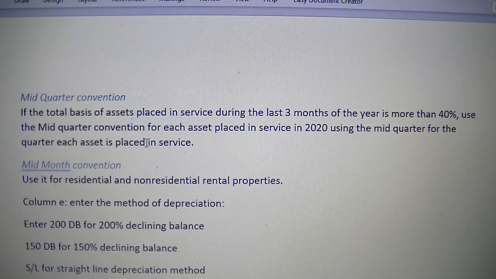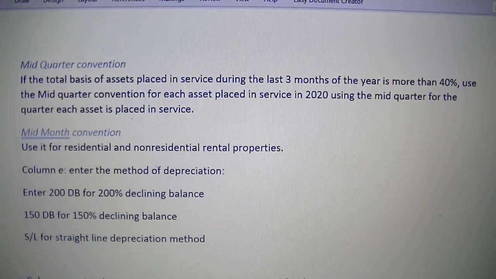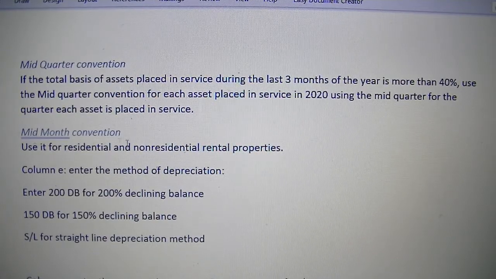And when you are using that, it's good to record every single quarter for the other assets. So we'll discuss in more detail how you will use mid-quarter convention. So you use mid-month convention for residential and non-residential rental properties.